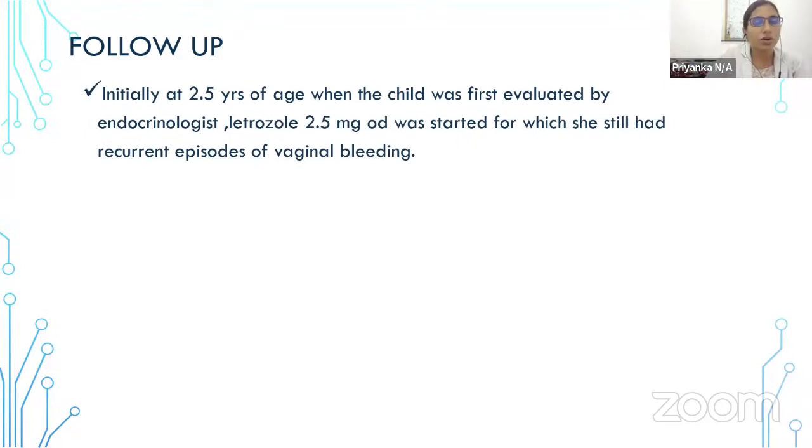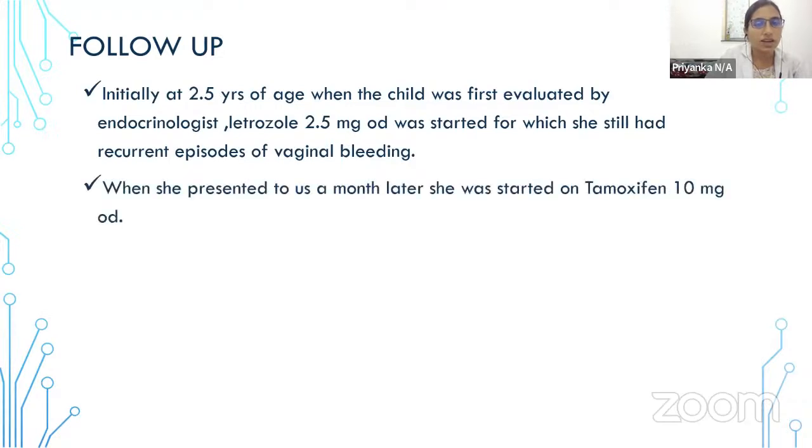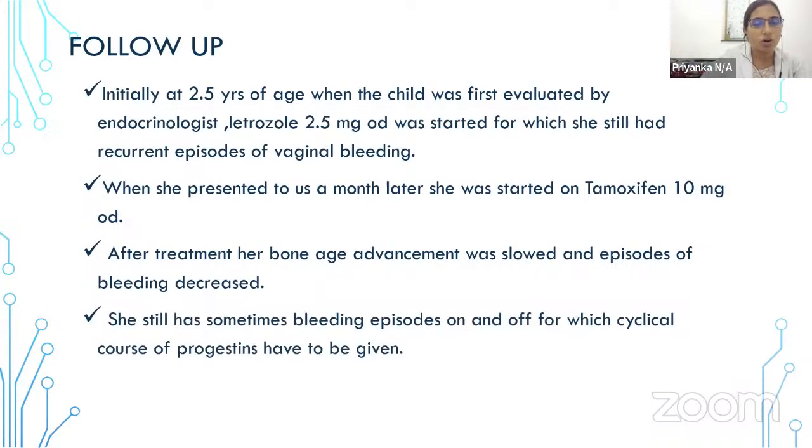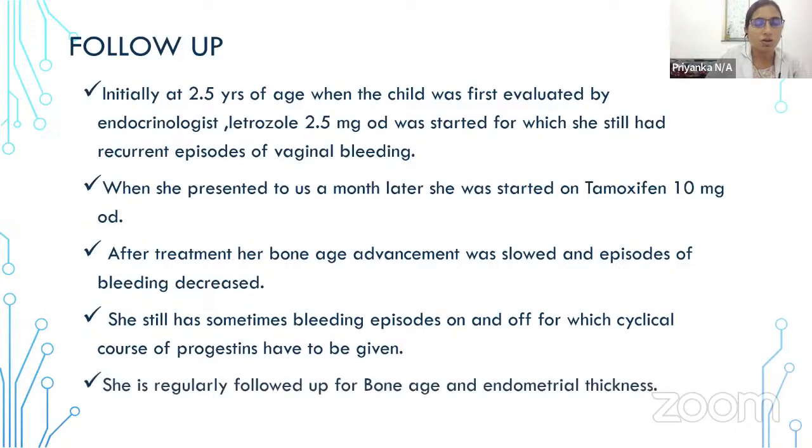Yeah. Initially, at 2.5 years of age, when the child was first evaluated by another endocrinologist, the aromatase inhibitor letrozole was started at 2.5 mg OD, but she still had episodes of recurrent vaginal bleeding with that treatment. So when she presented to us, she was started on tamoxifen, a selective estrogen receptor modulator, at 10 mg OD. On this treatment, her bone age advancement slowed down and episodes of bleeding decreased. But on follow-up she still has episodes of bleeding on and off, for which we have to give a course of progesterone. She is regularly followed for bone age and endometrial thickness.